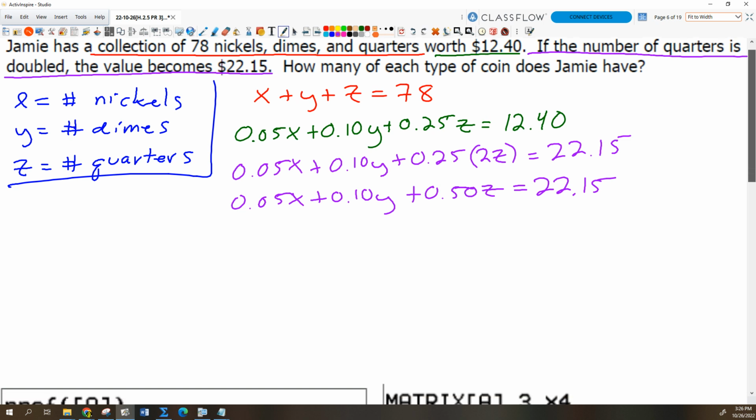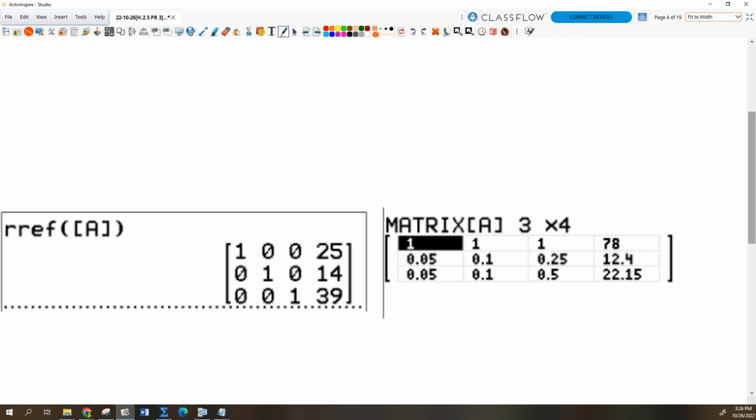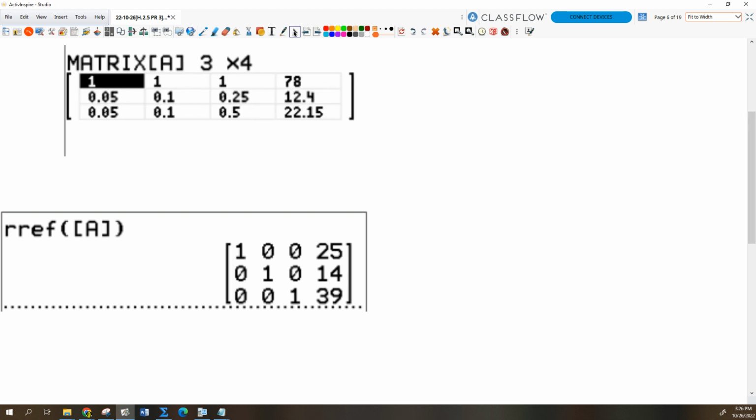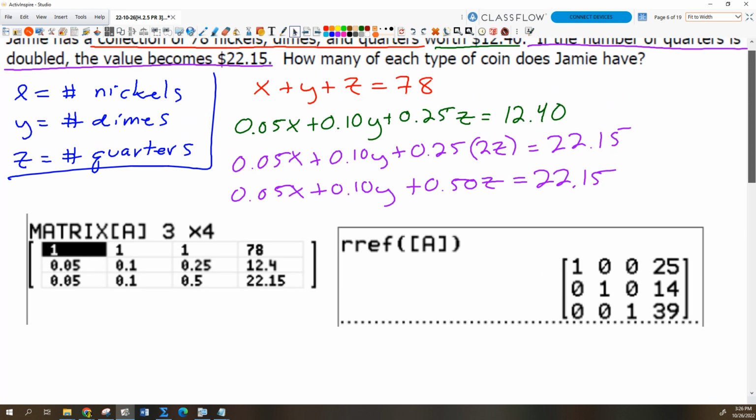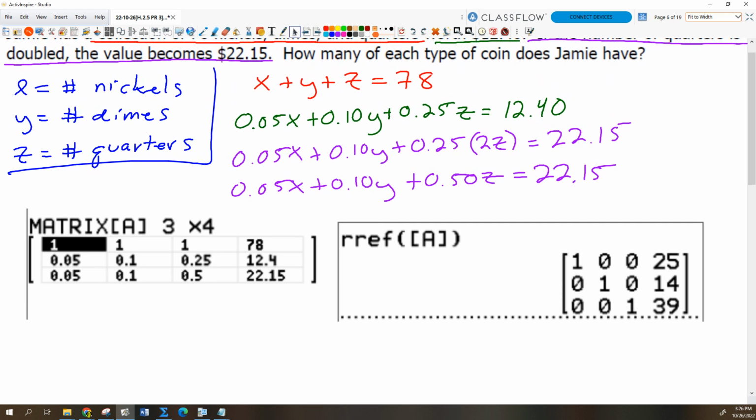Okay. And if we do that, so here's our matrix that we use. Right there. That's the matrix we just built, isn't it? Agreed? Because we're getting rid of that row and replacing it with that one. Yes. Right? So if I do RREF, there's my answer. So what's that tell me? So what is X? 25 nickels, 14 dimes, 39 quarters. There you go.